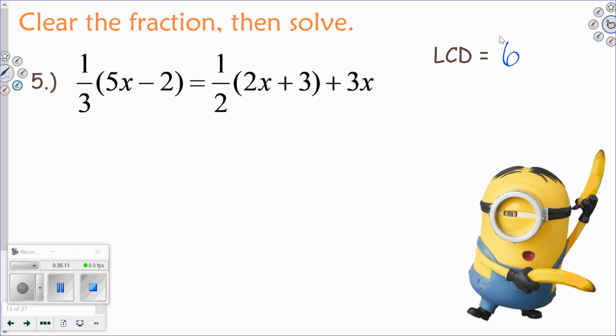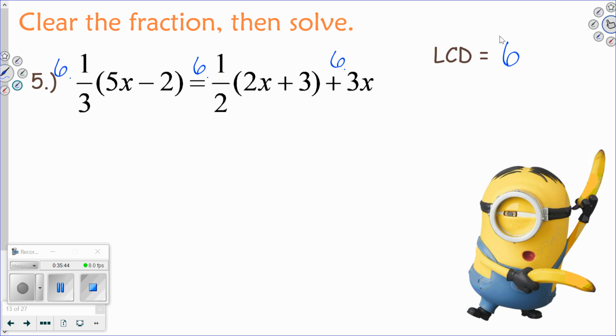Because when I'm multiplying, I need to multiply this by 6. I need to multiply this one by 6. And I need to multiply this one by 6. Did you notice I didn't touch the parentheses? Is there anything to do inside the parenthesis? Can I do 5x minus 2? They're not like terms, right? I can't do anything with that. So when I'm clearing fractions, if there's stuff in a parenthesis, it's almost like that parenthesis is holding it hostage and I can't touch it, okay? Until I get rid of that fraction.